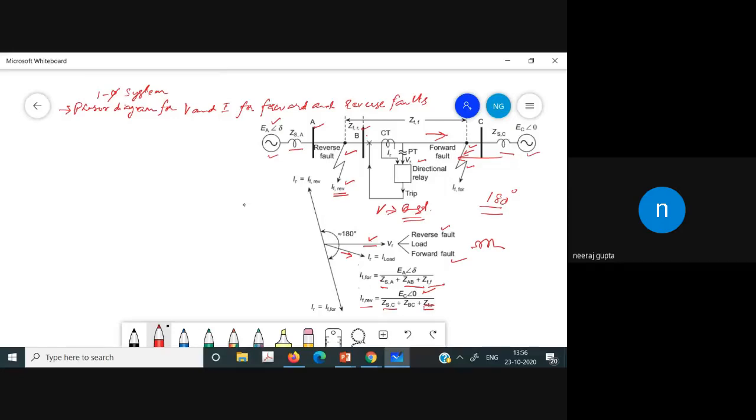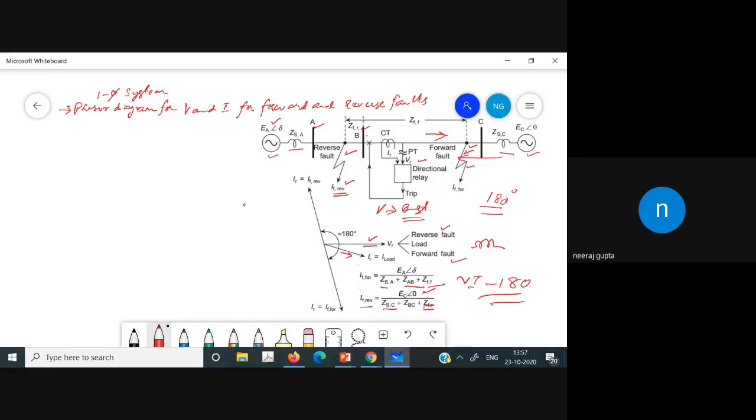So you will see that there is a phase shift of 180 degrees between the voltage and the current at the relay location, and this can be used to detect the direction of the fault and is the basis of the working of the directional relay. So it can be used to detect the direction of the fault.